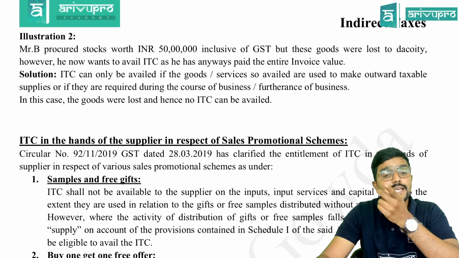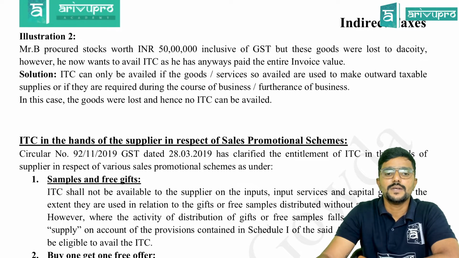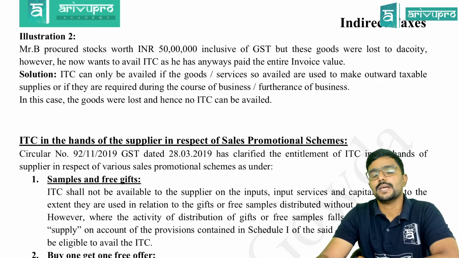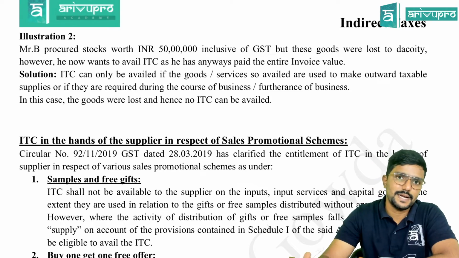ITC can only be availed if the goods or services so availed are used to make outward taxable supply, or if they are required during the course of business or furtherance of business. In this case, goods were lost and hence no ITC can be availed. No ITC can be availed, guys.